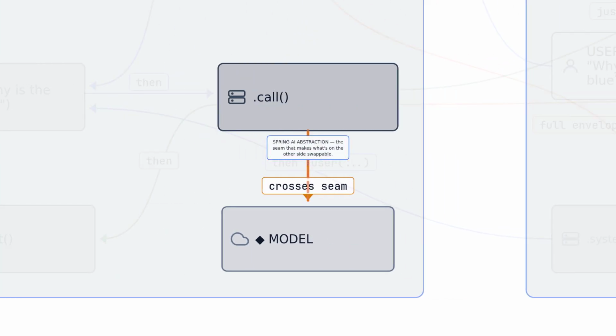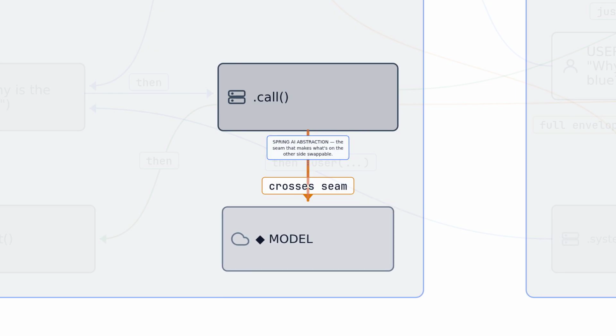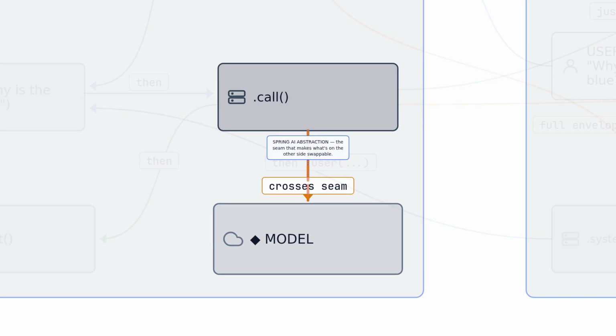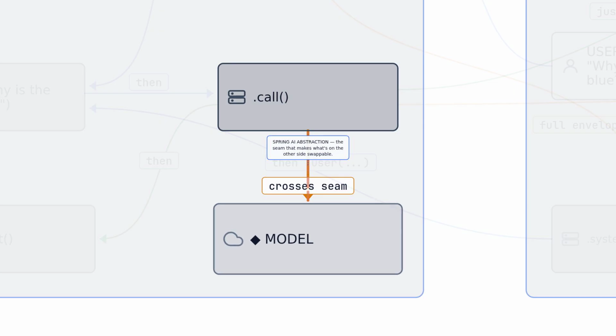Everything left of call is your code. Call is the one moment you cross into the model, and Spring AI is the seam that makes what's on the other side swappable. Remember that. Episode 4 pays it off.